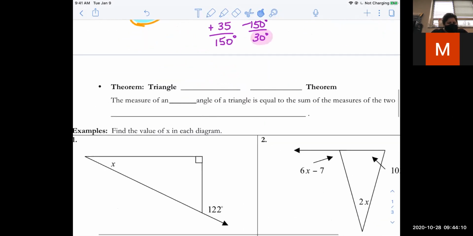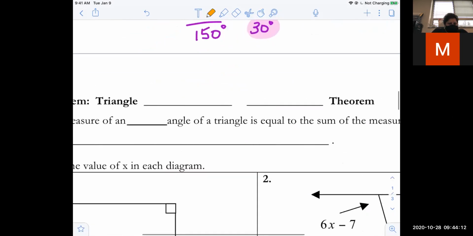Okay, this is called the exterior angle theorem. Actually, I don't even care if you use the word triangle there. We're just going to call it the exterior angle theorem.